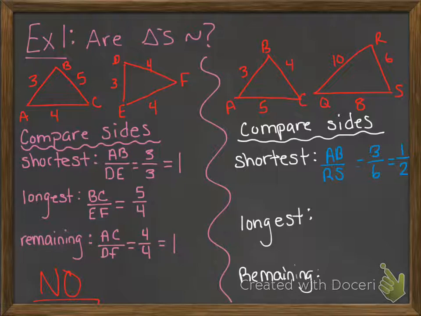So what are we supposed to keep finding out? If they're the same. If I get all the same numbers, then I have similar figures, for all three sides.